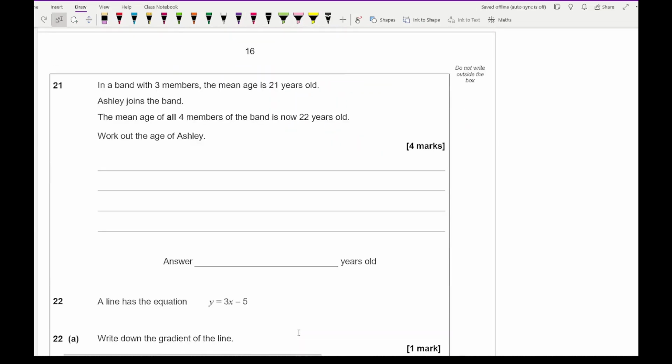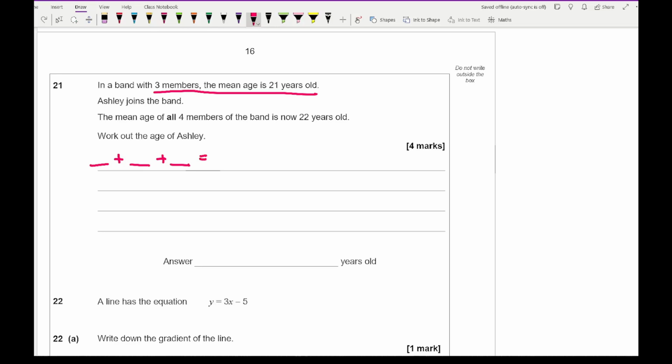Moving on to question 21, it says, in a band with 3 members, the mean age is 21. Ashley joins the band. The mean age of all 4 members of the band is now 22. And the question is asking us to write down the age of Ashley. So taking the first statement first, so we've got 3 members. So I've just got 1, 2, and 3. And we know that all their ages added together divided by 3 equals 21.